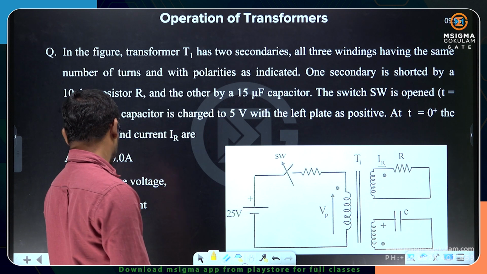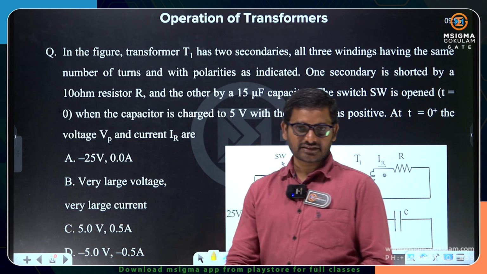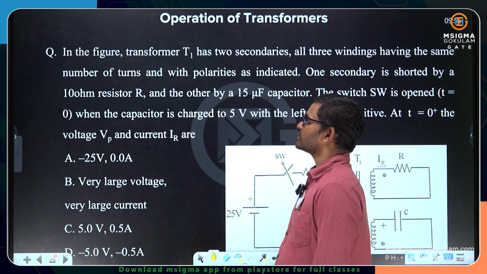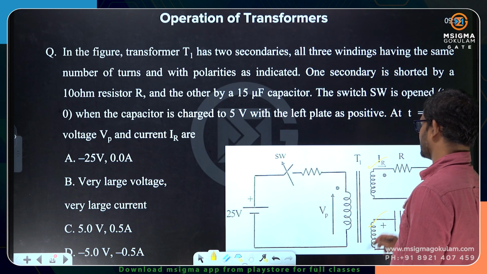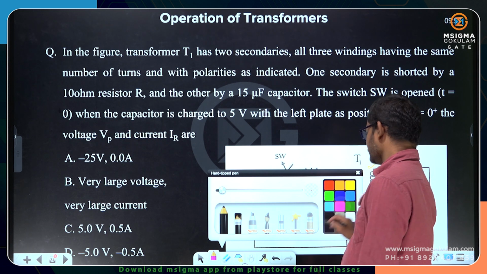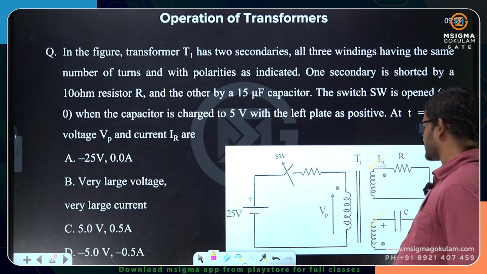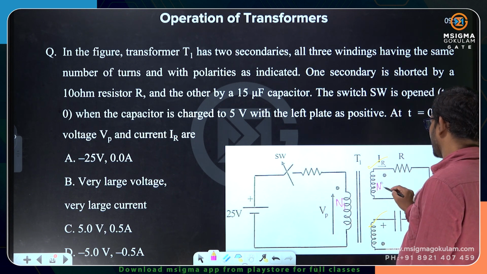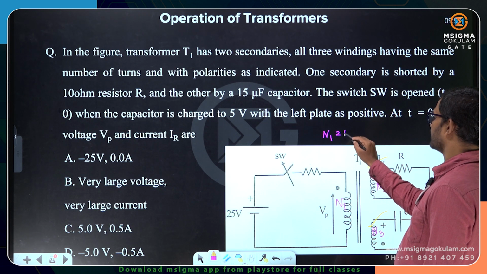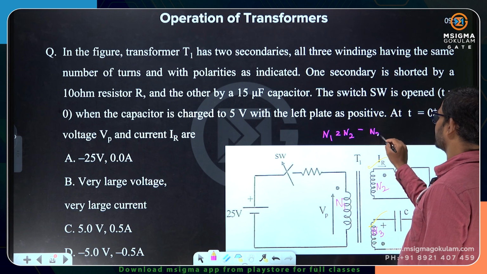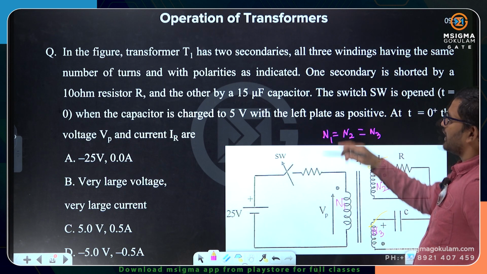Now look at this question. It's a very good question. This is mixed with transients and the transformer also. So in the figure, the transformer T1 has two secondaries, this one and this one. All three windings have the same number of turns: N1 equals N2 equals N3, with the polarities as indicated.